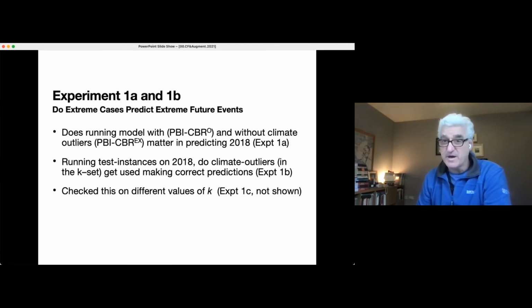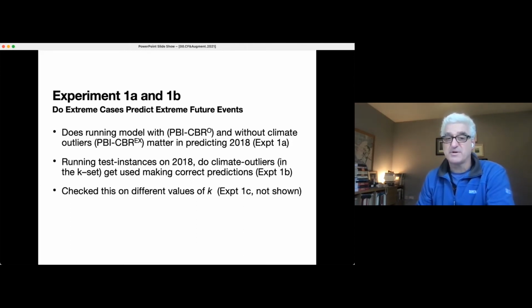So the first experiment we did on this was actually to go back to our original model and see whether outlier data points that existed that we knew about were being used. So we ran a version of the model, the original model, which is PBI CBR-O, against a version of it where we just took out all the outliers. And the whole point of doing that was to see whether the outliers were playing any sort of role in predicting a difficult year like 2018.